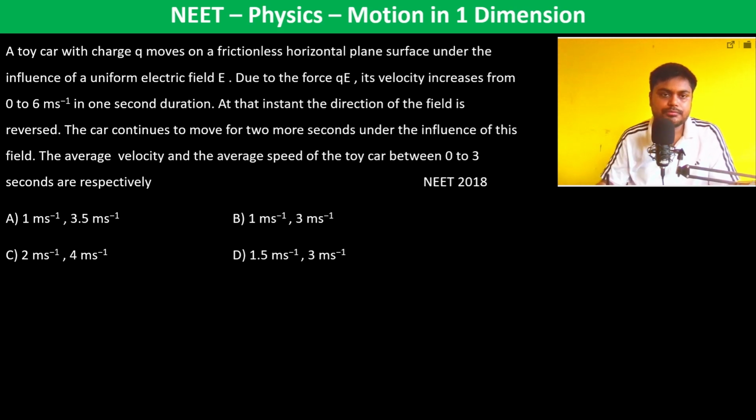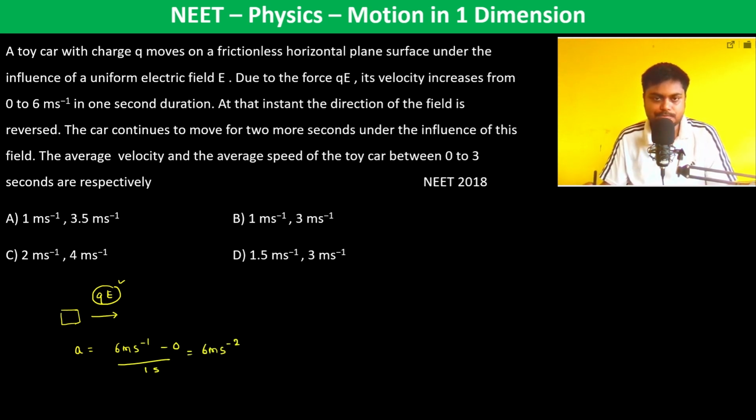A toy car with charge q moves on a frictionless horizontal plane surface under the influence of a uniform electric field E. So this is a toy car and it is moving. The force qE is applied to it and its velocity increases from 0 to 6 meters per second in 1 second. Therefore the acceleration is equal to 6 meters per second minus 0 divided by 1 second, which is 6 meters per second square. So this is the acceleration.